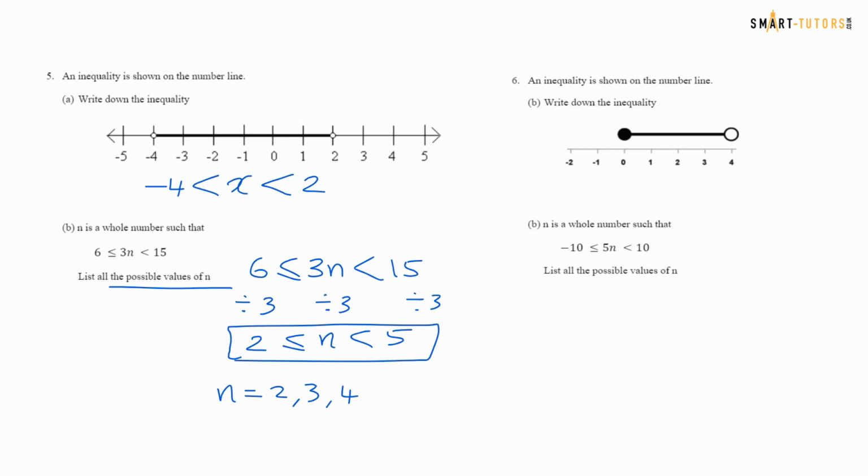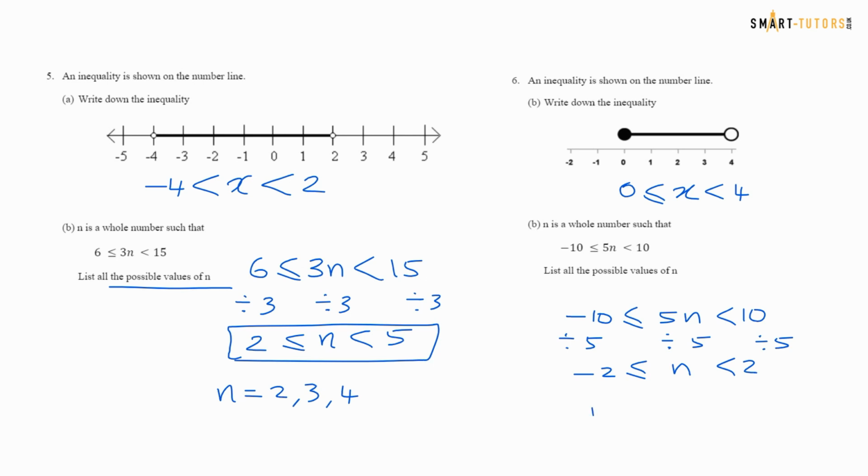Question number 6, an inequality is shown on the number line. Write down the inequality. So this time I'm putting the equal sign for 0 and less than 4 because it doesn't have the color. n is a whole number, so minus 10 less than or equal to 5n less than 10. I'm dividing by 5 everywhere. Minus 2 and 2. So the possible values of n are minus 2, minus 1, 0, 1. 2 is not coming because there is no equal sign.